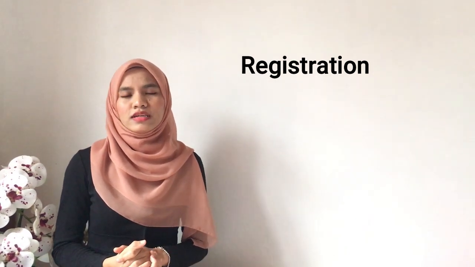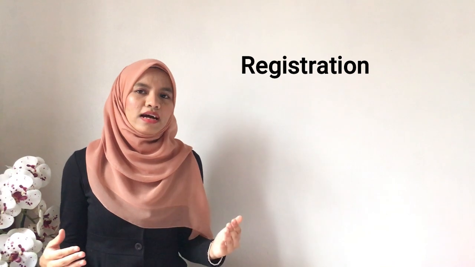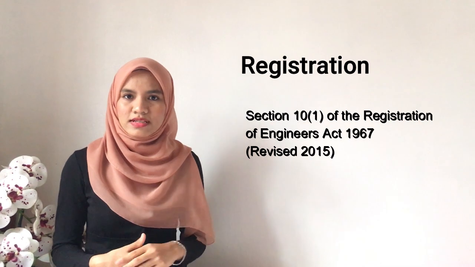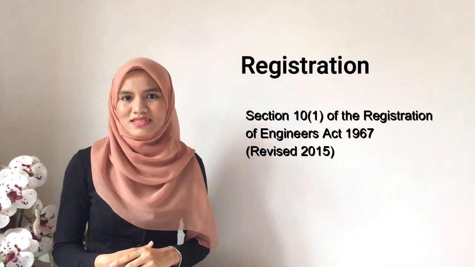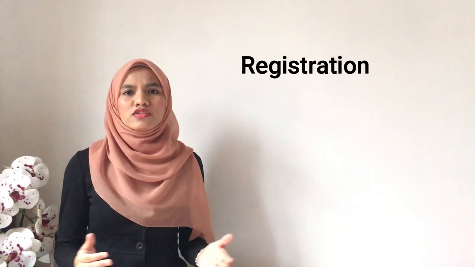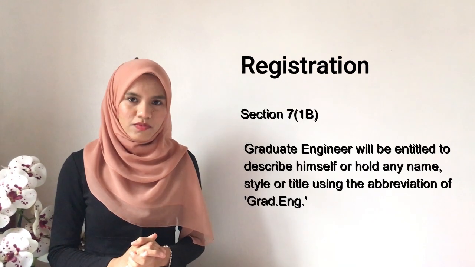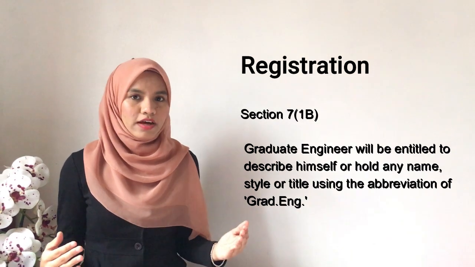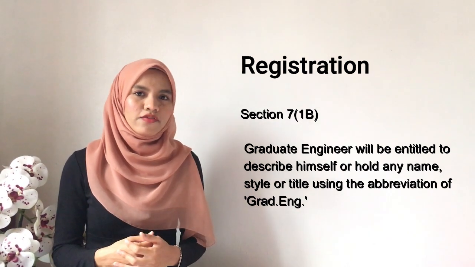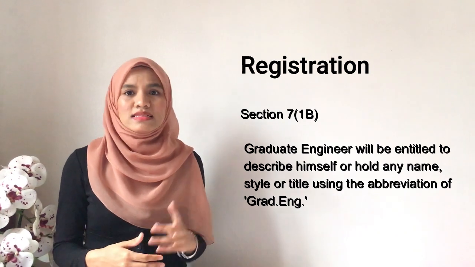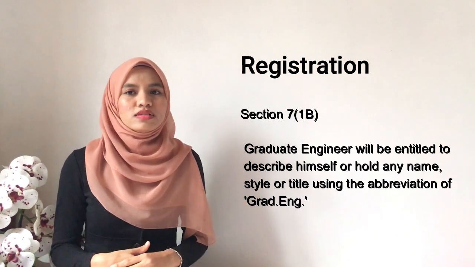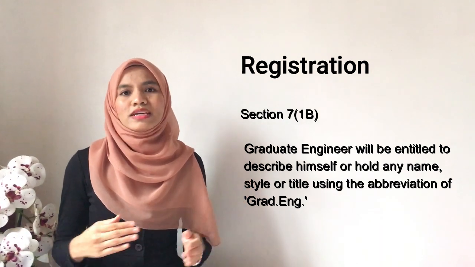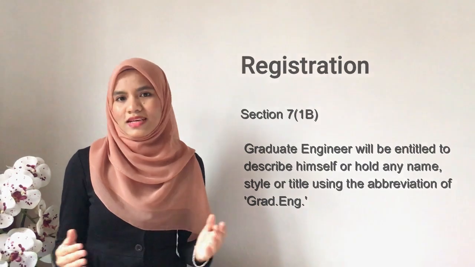A graduate engineer is a person registered under Section 10(1) of the Registration of Engineers Act 1967. According to Section 7(1)(b), a graduate engineer will be entitled to describe himself or hold himself out under any name, style, or title using the abbreviation Graduate Engineer after his name or in any way associated with his name.